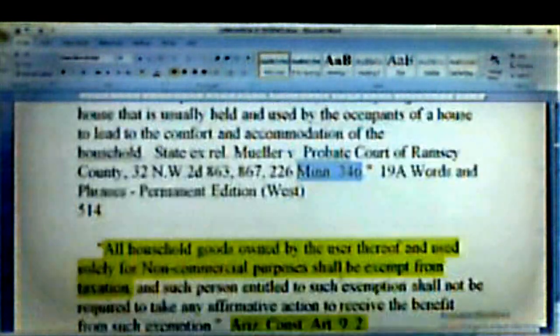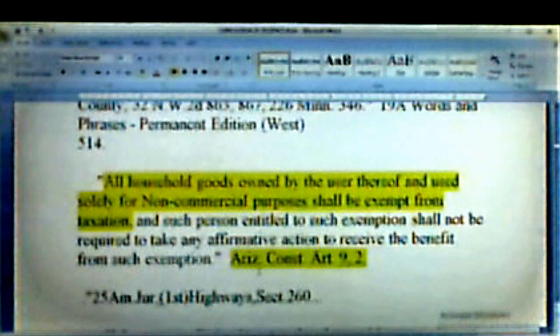It just keeps going. Okay, now, this is a section out of Arizona. This is a part out of your state Constitution. It says, all household goods owned by the user thereof and used solely for a non-commercial purpose shall be exempt from taxation, and such person entitled to such exemption shall not be required to take any affirmative action to receive the benefit from such exemption. Arizona Constitution, Article 9, Section 2.